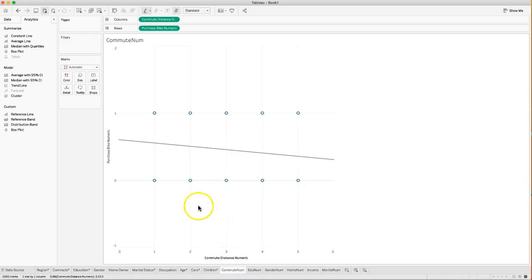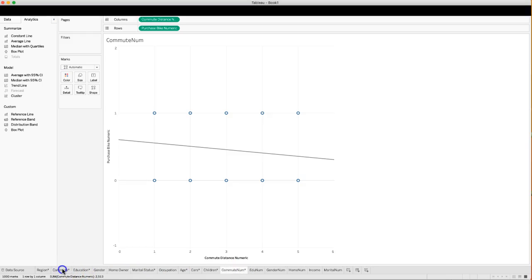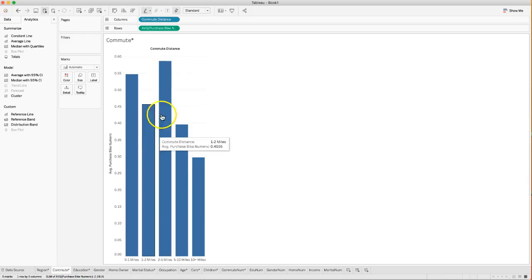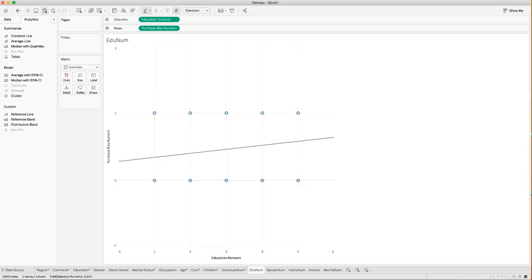This tells me, yes, as I go along greater distances of higher commute distances, it goes down, and that p-value is significant. However, even though I'm going to note that with the star, I want to keep in mind that when I looked at the categorical version, there was this one big exception. All right, let's keep going here.